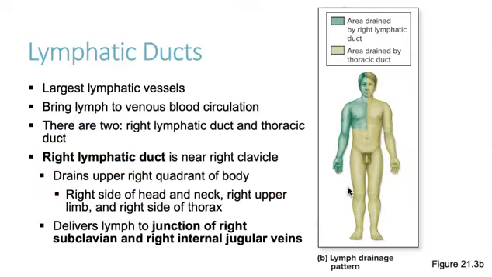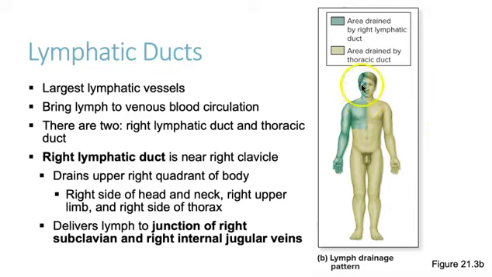Now we mentioned all of these trunks are then going to drain into a lymphatic duct, and these are going to be the largest lymphatic vessels we have within our body. They'll bring the lymph to venous blood circulation. We'll talk about how that happens in just a moment. And we have 2 specific types of lymphatic ducts.